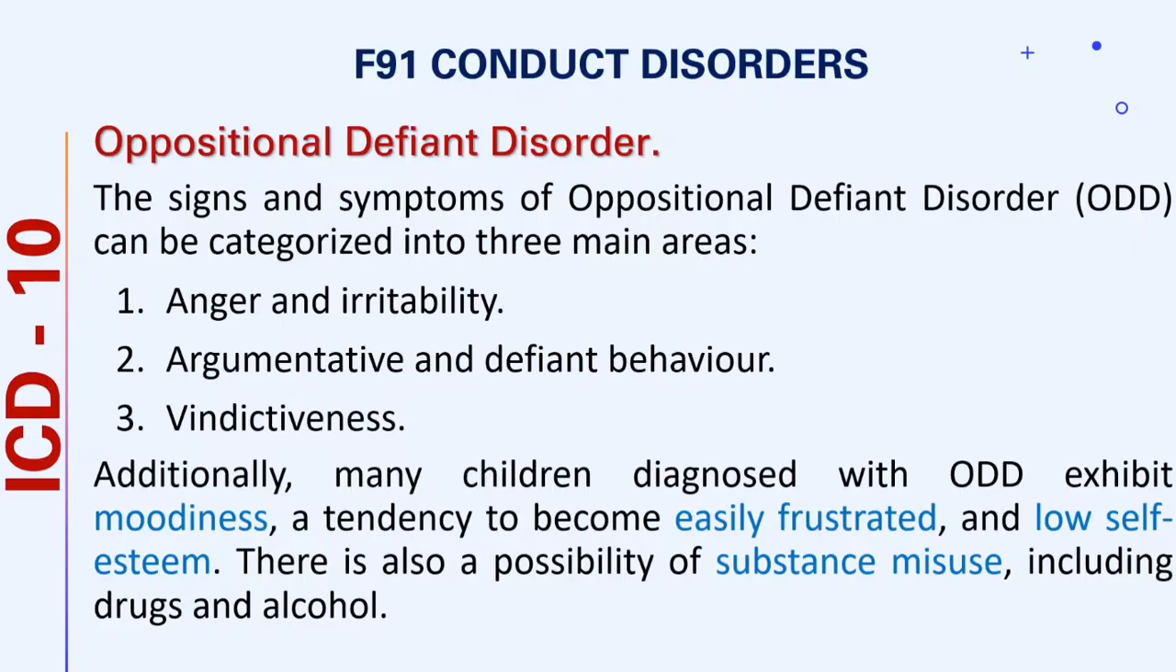Now, oppositional defiant disorder, known as ODD, has three main areas. The first one is anger and irritability. They are argumentative and display defiant behavior. They have a vindictive nature. What is vindictiveness? Vindictiveness is to take revenge. Additionally, many children diagnosed with ODD exhibit moodiness, mood swings, a tendency to become easily frustrated, and low self-esteem. There is also a possibility of substance misuse, including drugs and or alcohol.